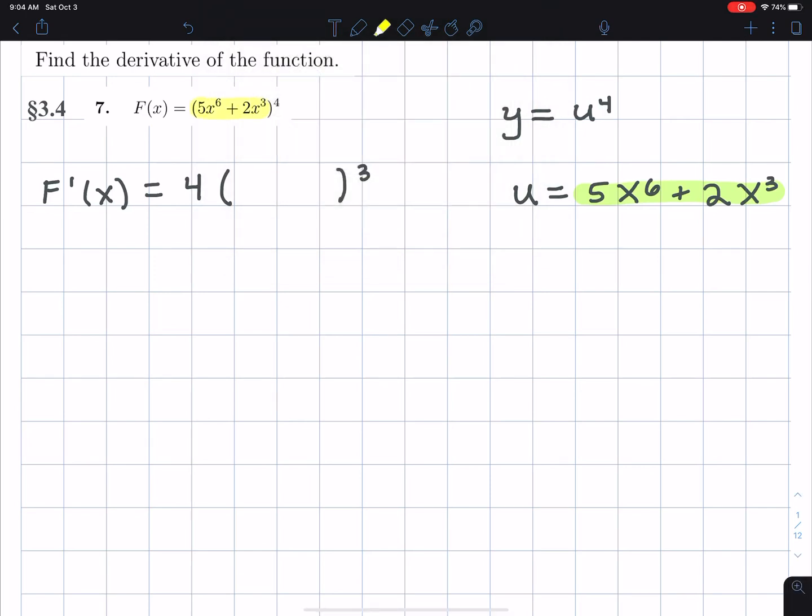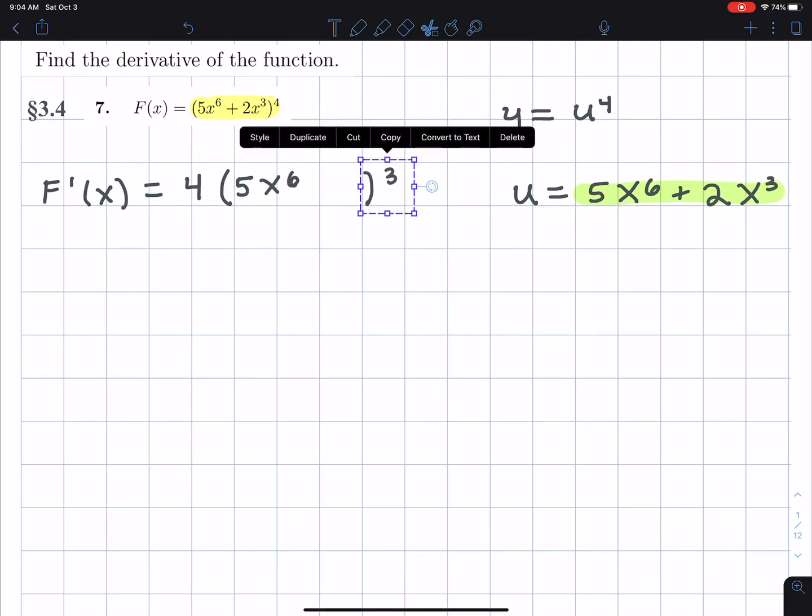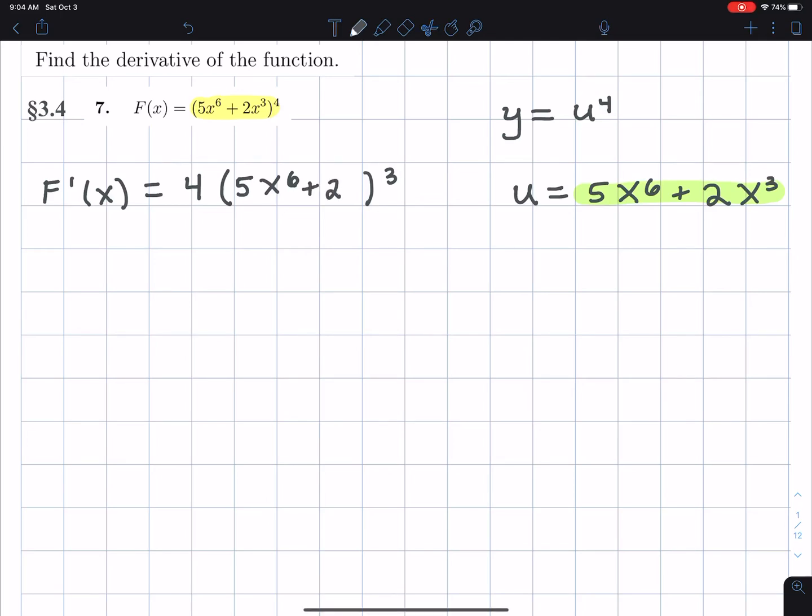U is, again, this inside part. So I look at u to the fourth, take the derivative, and then I still put in u, which is 5x to the sixth plus 2x cubed. All right, now that is just taking the derivative of the function u to the fourth.